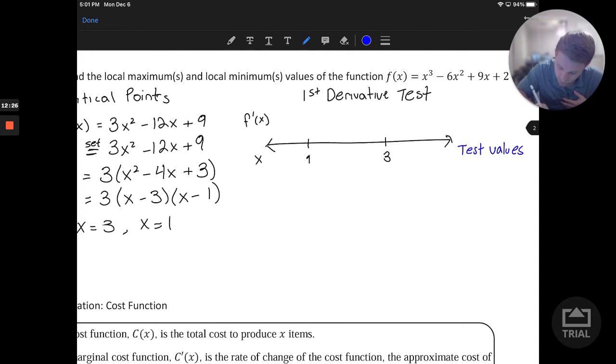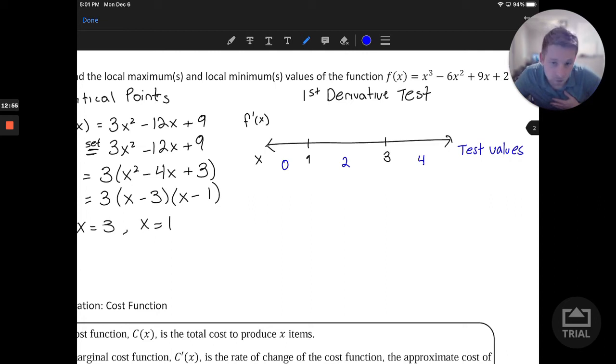And so we could say that 0 could be a good test value in the first interval. We could just choose a 2 in the middle, and we could choose 4 on the outside. So we don't have to be fancy with it. You don't have to use long decimal numbers. It's okay to be simple with our test values.